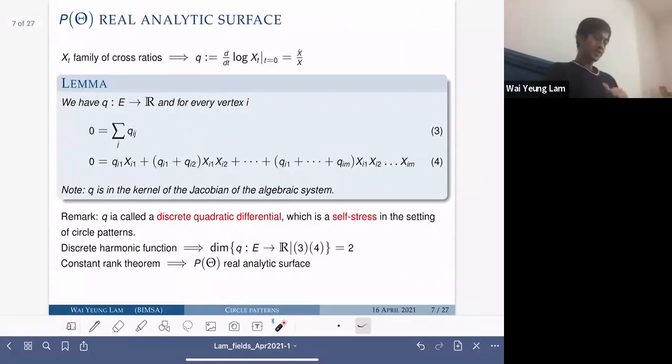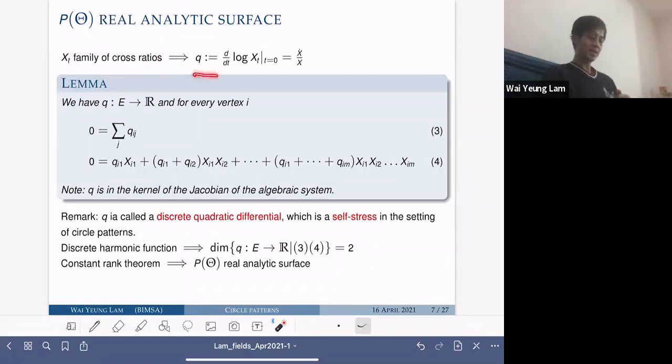Okay, so the first thing is that this P theta is a real analytic surface. Remember, this P theta is defined by an algebraic system. So what we need to do is to study that algebraic system to show that it is a real analytic surface. So now I take a family of cross ratios that satisfies those algebraic equations.